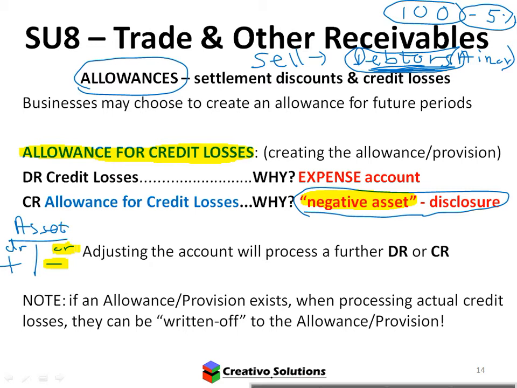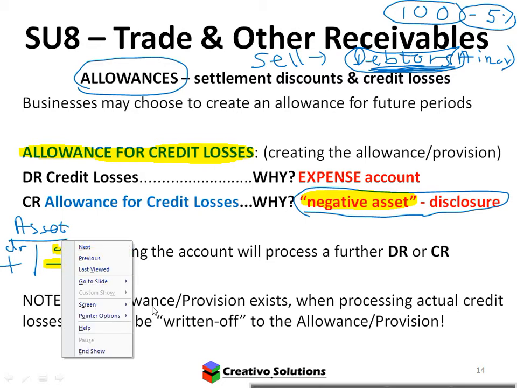If you're going to increase the allowance, are you going to credit it or debit it? Let's think about it. What balance does an allowance have? A credit. So if I want to increase the allowance, am I going to debit or credit it? I'm going to credit it, exactly, because an allowance has a negative balance. If I want to make a negative balance bigger, I have to keep crediting it. Does that make sense?